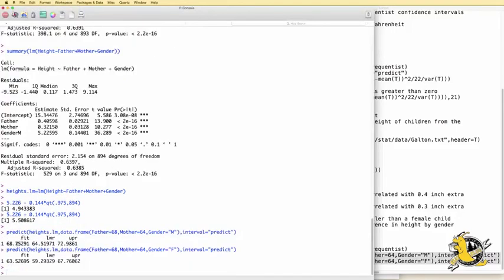We can see that the predicted height for a male child is 68.75 inches, with a probability interval ranging from 64.5 to about 73. If it's a girl, then the predicted height is 63.5, with a prediction interval ranging from 59.3 to 67.76.